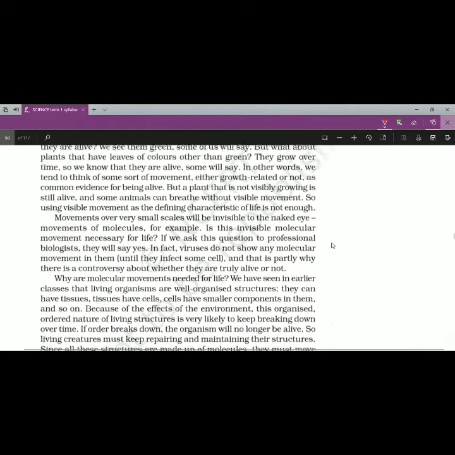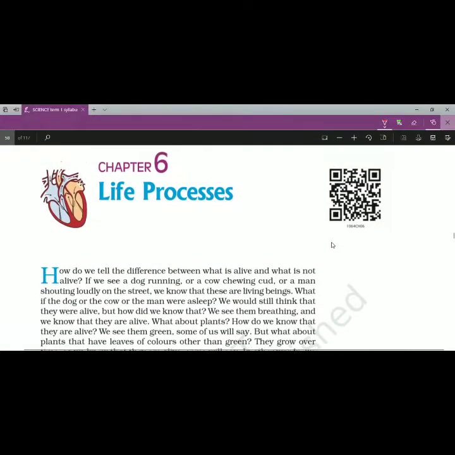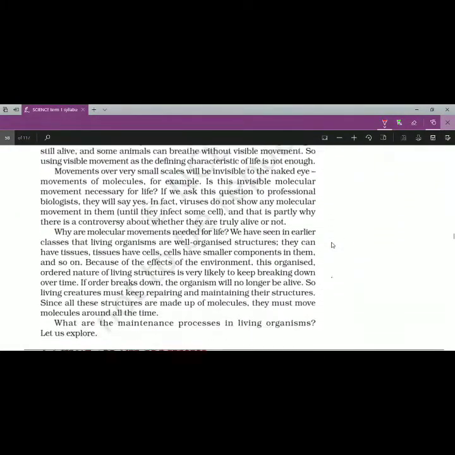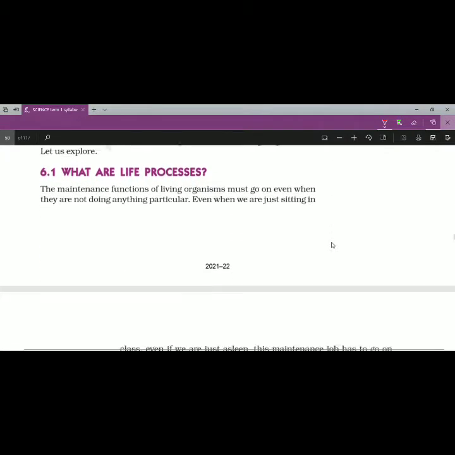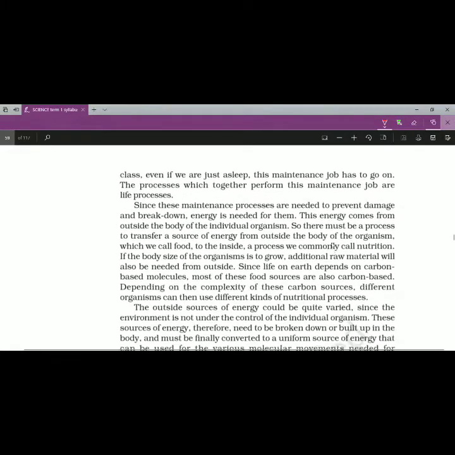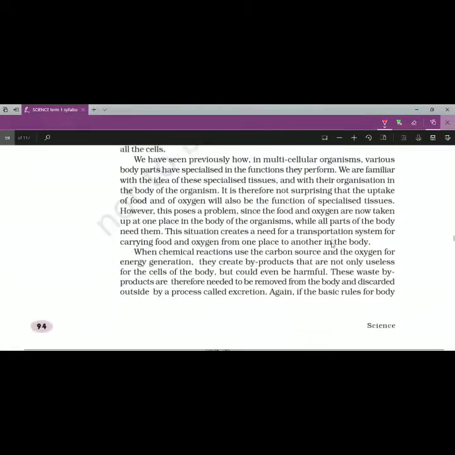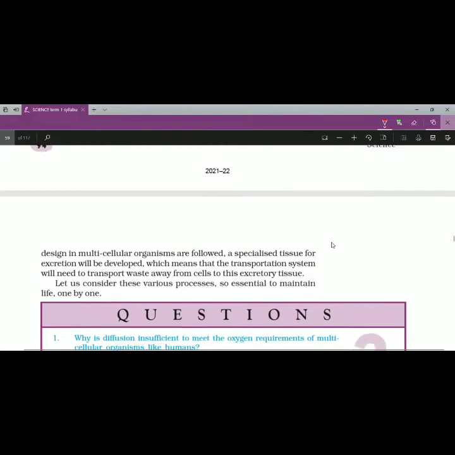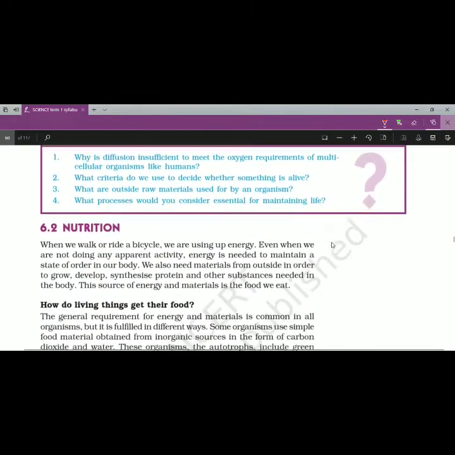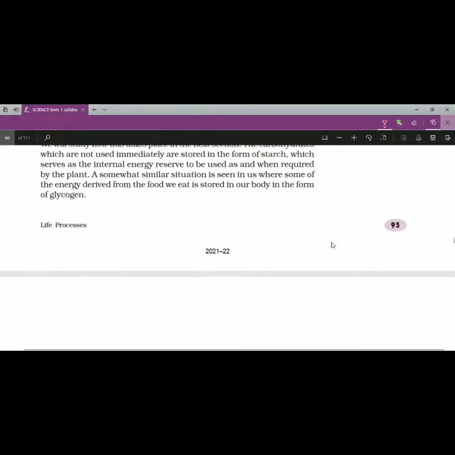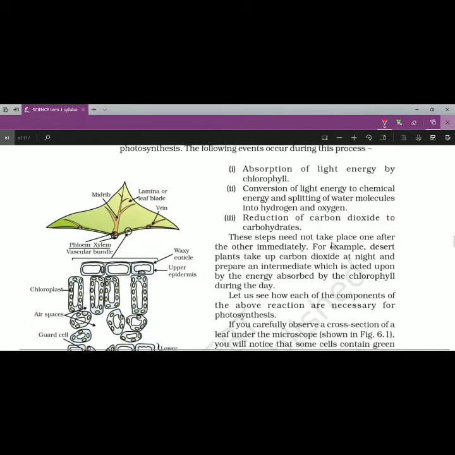Then you have the chapter of biology, chapter 6, life processes. It is a very important chapter. Each and every line of the chapter is important. You can get any question from anywhere. What are life processes? What is nutrition? What is respiration? Then blue questions. Whole chapter is in your syllabus. Nothing is removed from this chapter. Autotrophic nutrition, you can get the questions in MCQ form, multiple choice questions.